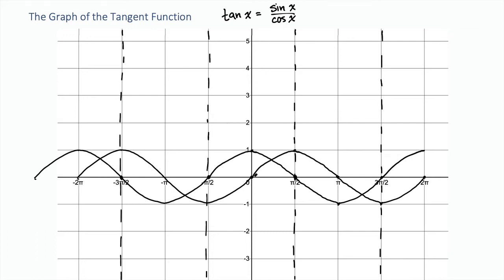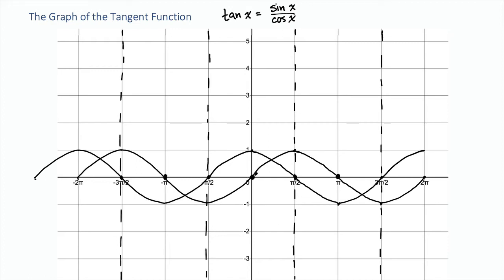And then when sine of x is 0, cosine of x is either positive 1 or negative 1. And so 0 over either one of those would be 0. So when the sine is 0, we have a point. So here on the axis, that point, that point, and that point.